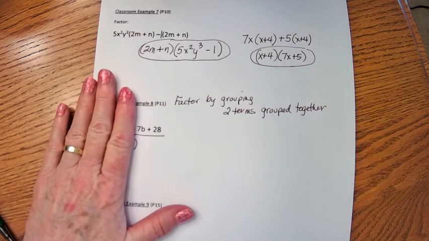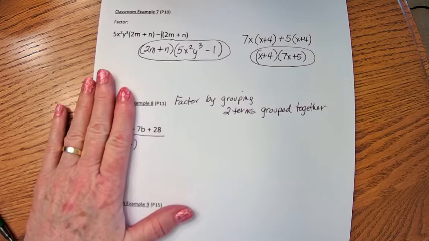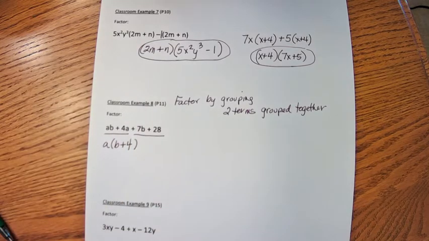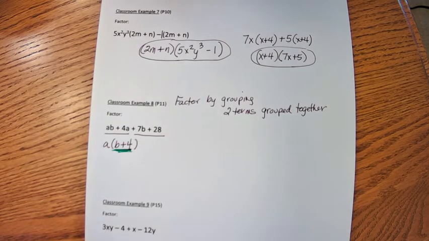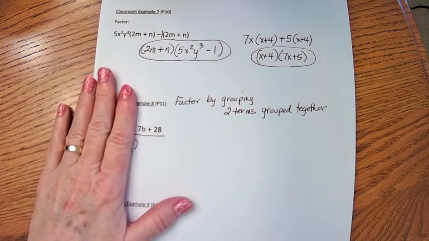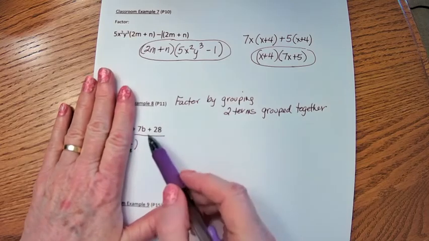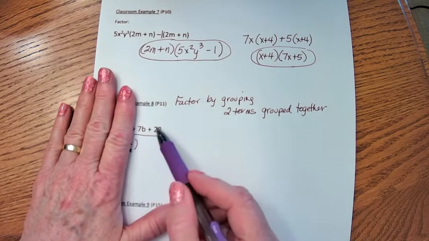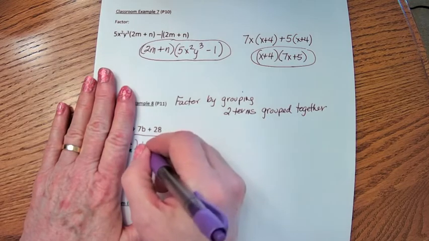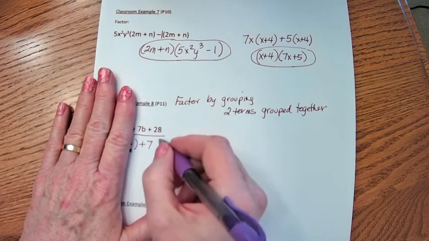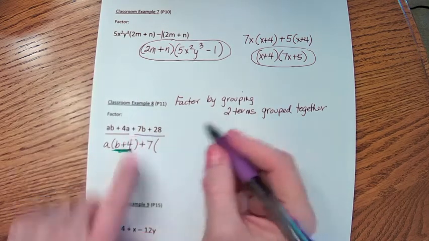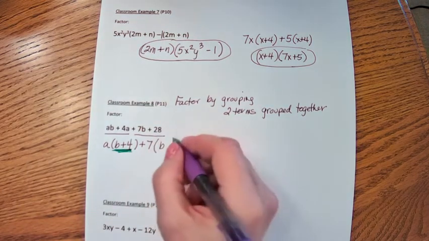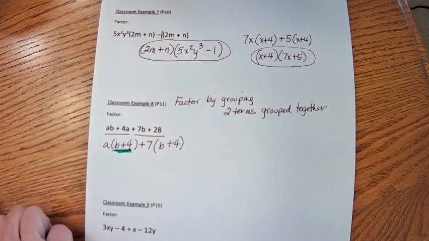Now I'm going to look at the second group, my third and fourth terms. This is what I really want: I really want a B plus 4. I'm hoping that I can get a B plus 4 common out of those third and fourth terms. So what can I factor out of 7b and 28? Don't forget the sign. The greatest common factor would be a 7. If I factor the 7 out of the 7b, I get b. If I factor a 7 out of the 28, I get 4.